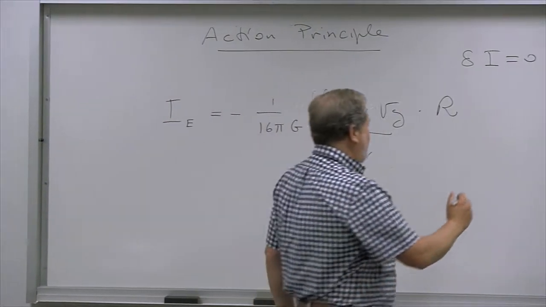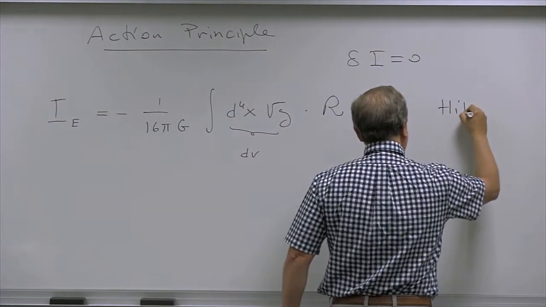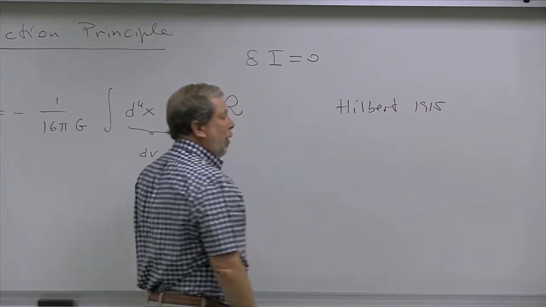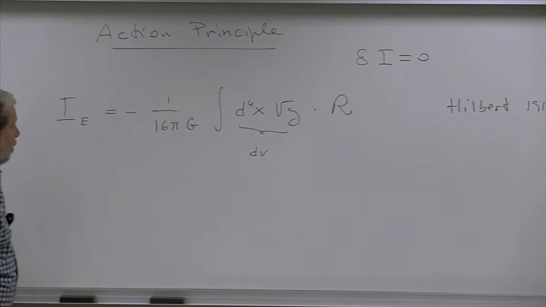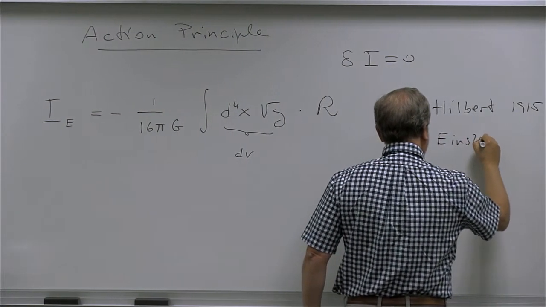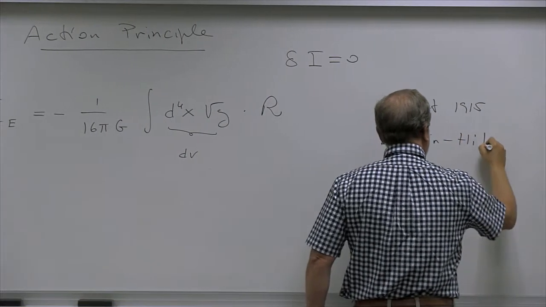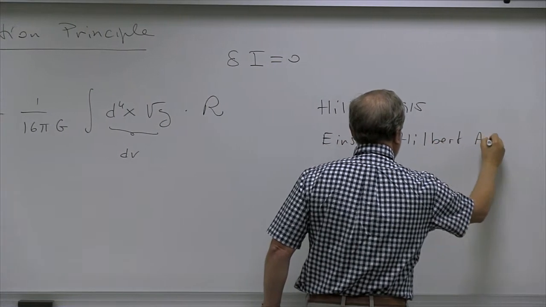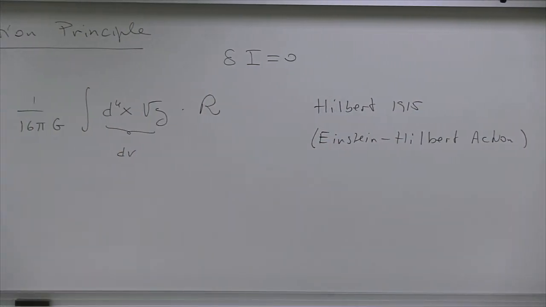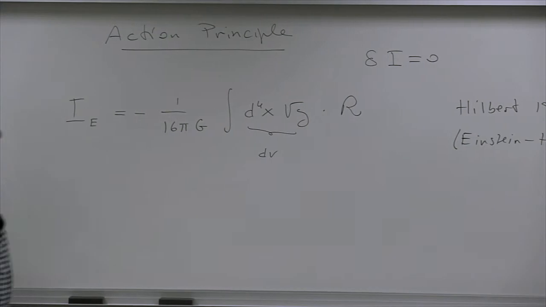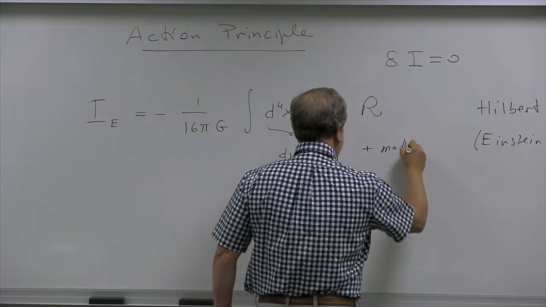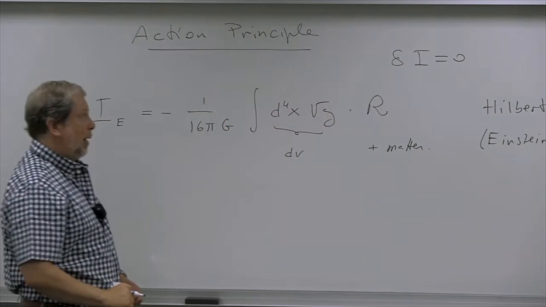And this was proposed by Hilbert in 1915, right? And so as a result, this is called the Einstein-Hilbert action. And of course, at this point, we're just looking at the gravitational field only, because in general, of course, we will have also the matter part, right, about which we'll talk a little bit later.